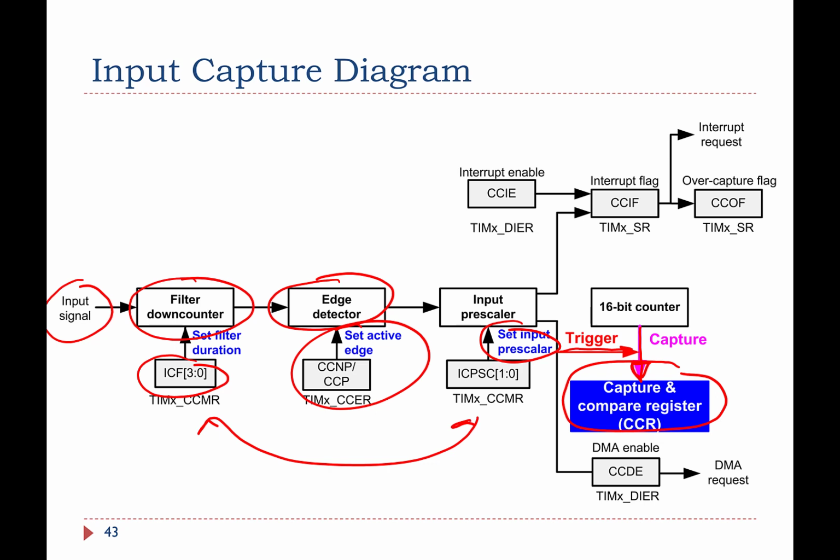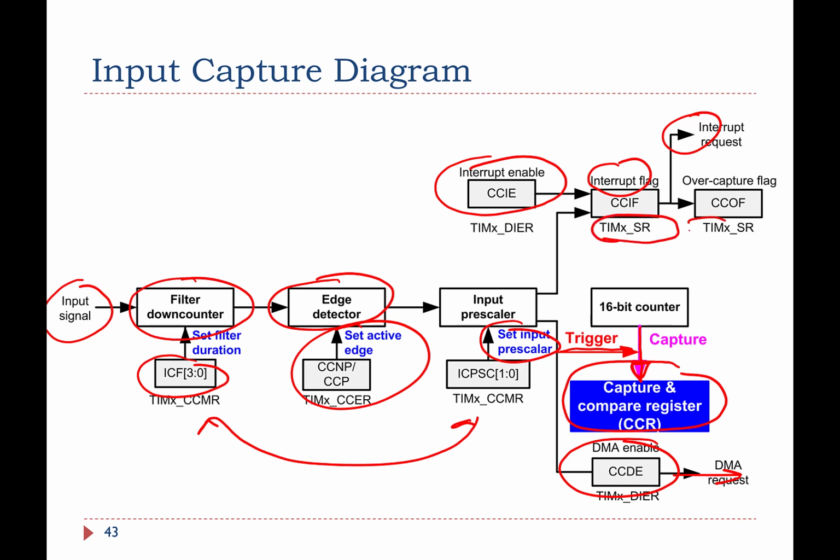If we're doing direct memory access and that's enabled, we can go that way, but we haven't really talked about that. Otherwise, if the interrupt enable is enabled for capture and compare, the interrupt flag will be set, and we can do an interrupt request. Now, if it's not doing that, we can just look at the status register.